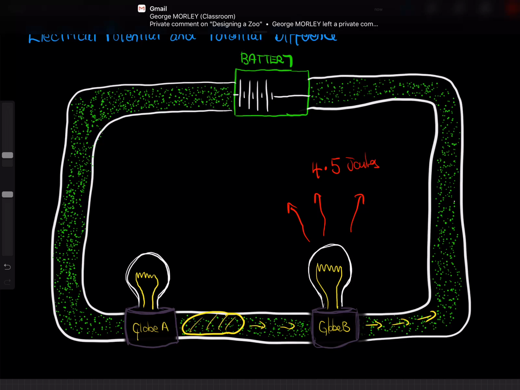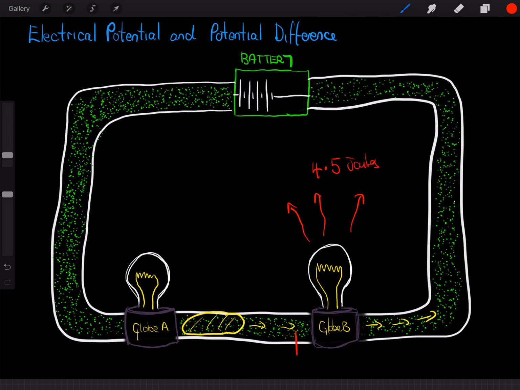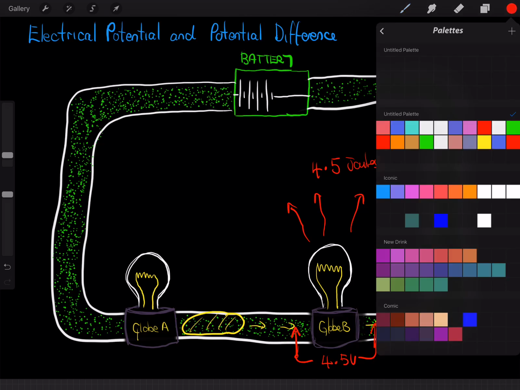And so you can probably guess, if we were to compare the electrical potential each side of that globe, we would see it also would be 4.5 volts, or joules per Coulomb. So that would mean that if we were now to look at the electrical potential at various positions around our circuit.